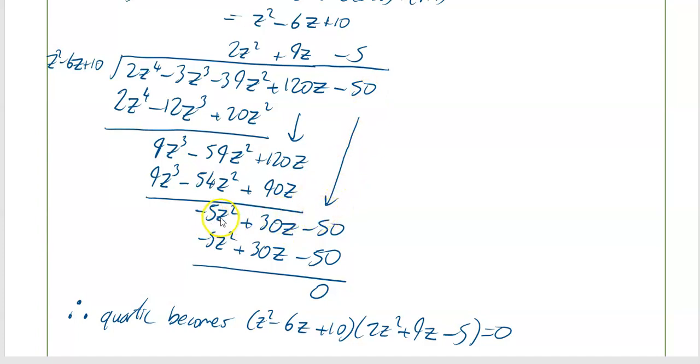And you think, what do I need to multiply my z squared by to give you minus 5z squared? And the answer is minus 5. So minus 5 times the whole divider gives you minus 5z squared plus 30z minus 50. And then subtract and you get 0. So if you don't get 0, you know you've done something wrong, so go back and check it. Very, very easy to get a sign wrong, especially when you're subtracting the likes of this.